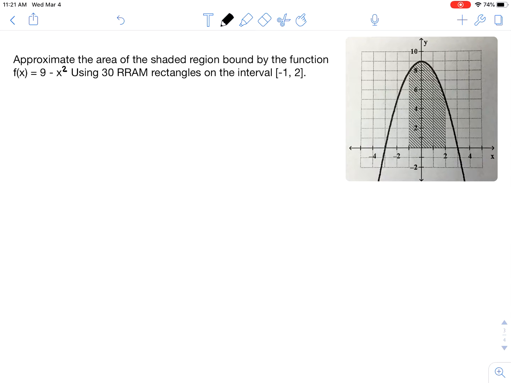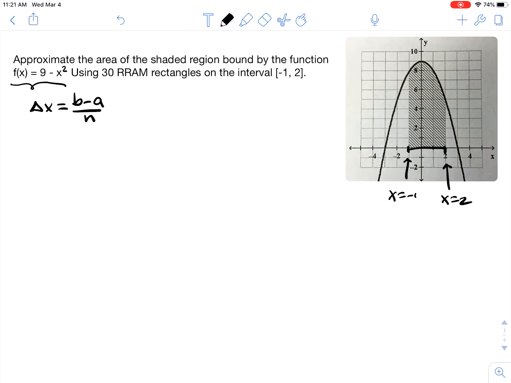Okay, so in this video, we're going to solve a Riemann sum using 30 right rectangles to approximate the area of the shaded region. We see the shaded region goes from x equals -1 to x equals 2, and it is bound by the x-axis and the curve of the function f of x equals 9 minus x squared. Well, our first step is to find our delta x, which the formula is b minus a over n.